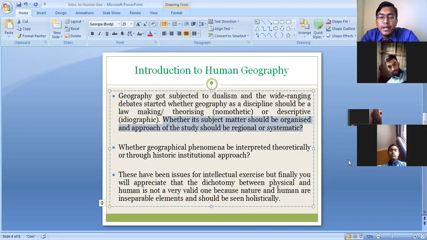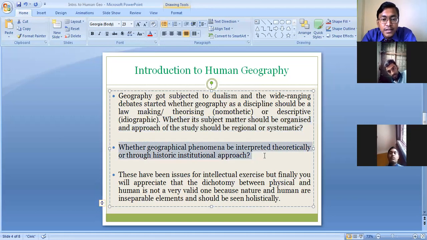And even there was a debate about the subject matter of geography. Many geographers considered that the approach to studying geography must be regional, and many considered that the approach must be systematic. Later, the group of geographers got divided into two groups. Some were considering geography as a lawmaking subject, whereas some were considering geography as a descriptive subject, which tries to explain the different phenomena on the earth.